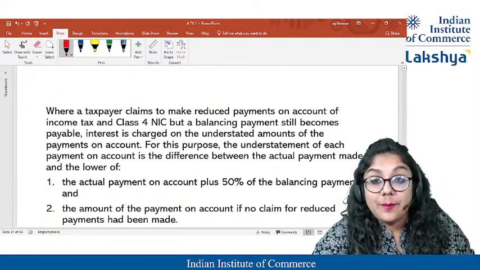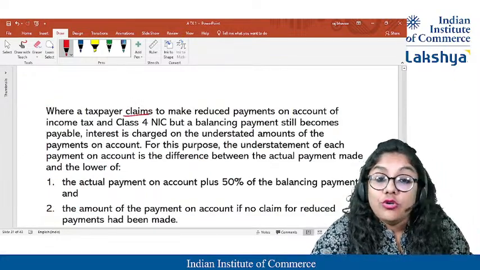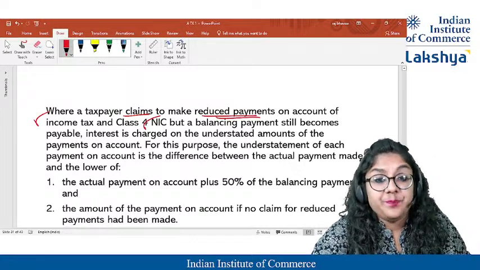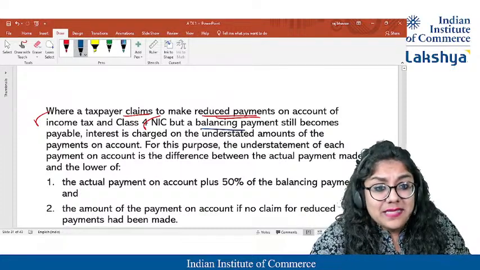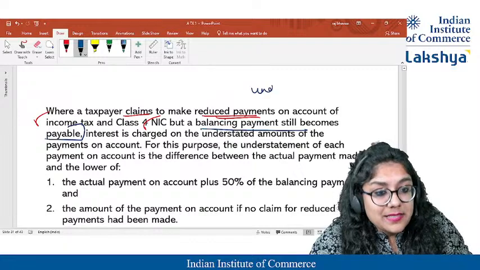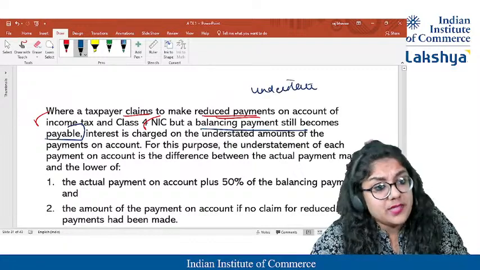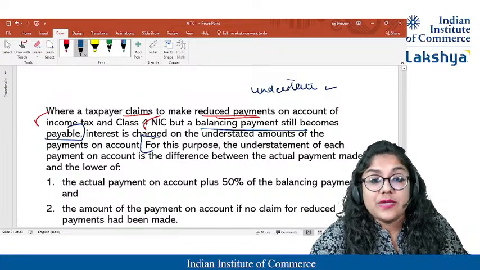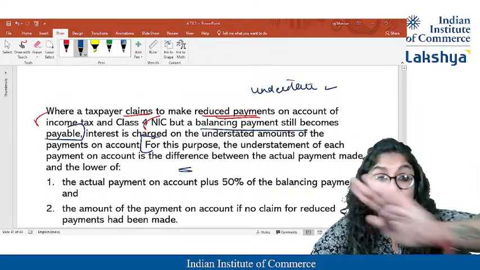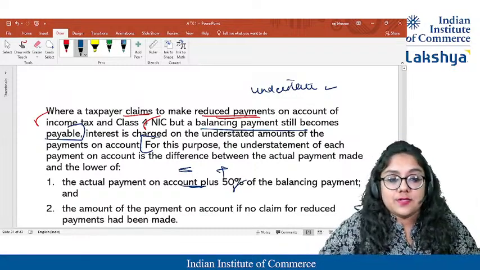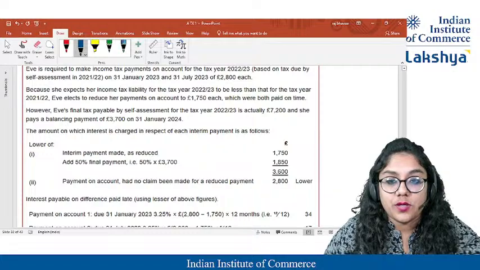Where a taxpayer claims to make a reduced payment on account of income tax or class 4 NICs, but the balancing payment still becomes payable, interest is charged on the understated amount. If you have paid less, only the understated amount is charged. For this purpose, the understatement of each amount is the difference between how much you actually paid and how much you were supposed to pay, plus any 50% balances, or if you have not made any claim. So it's a total.